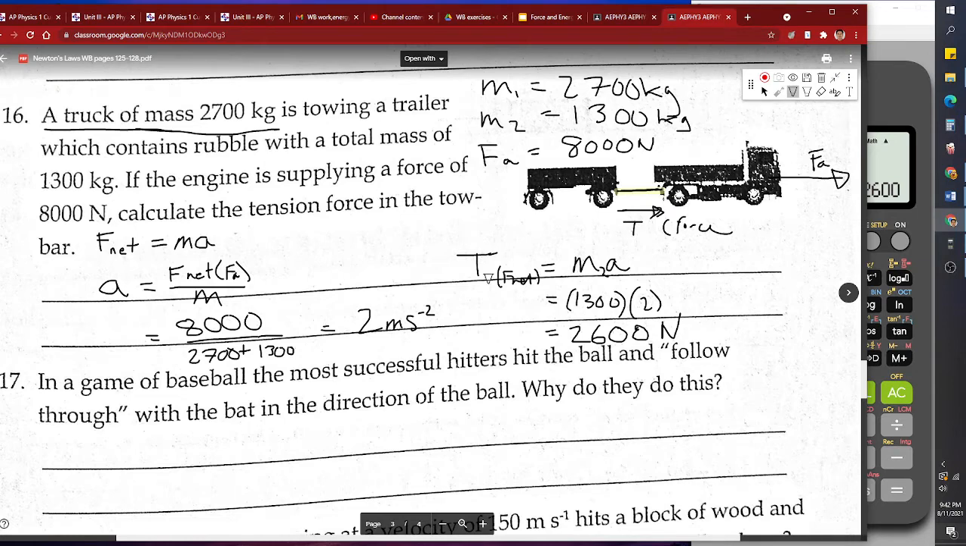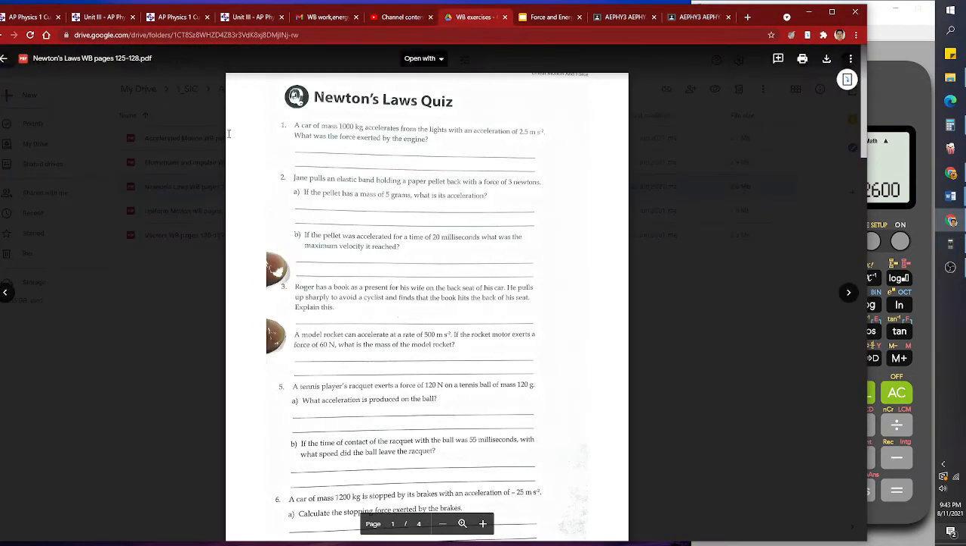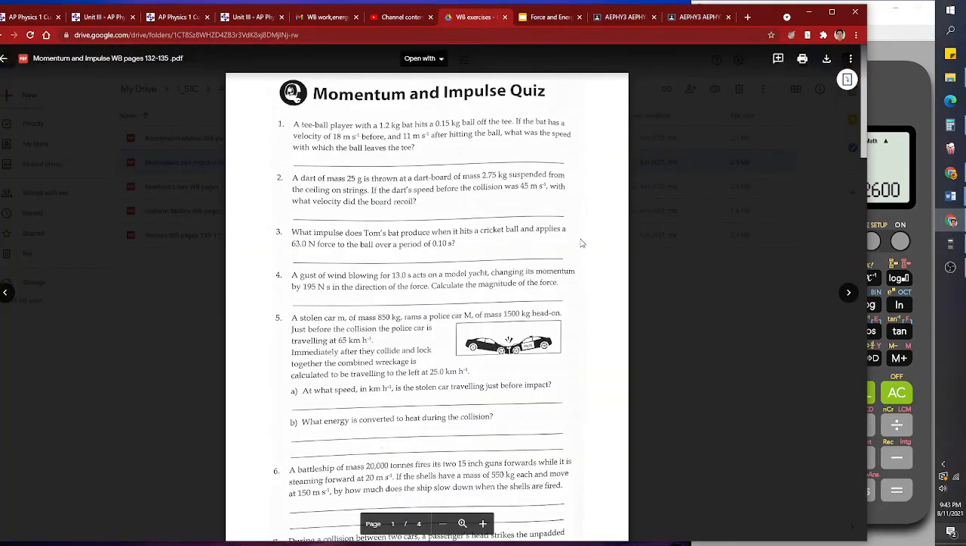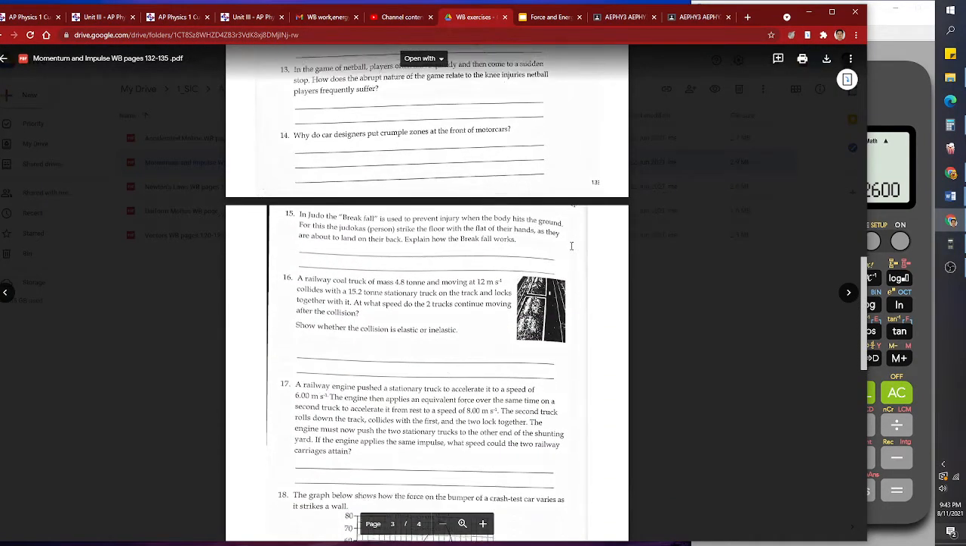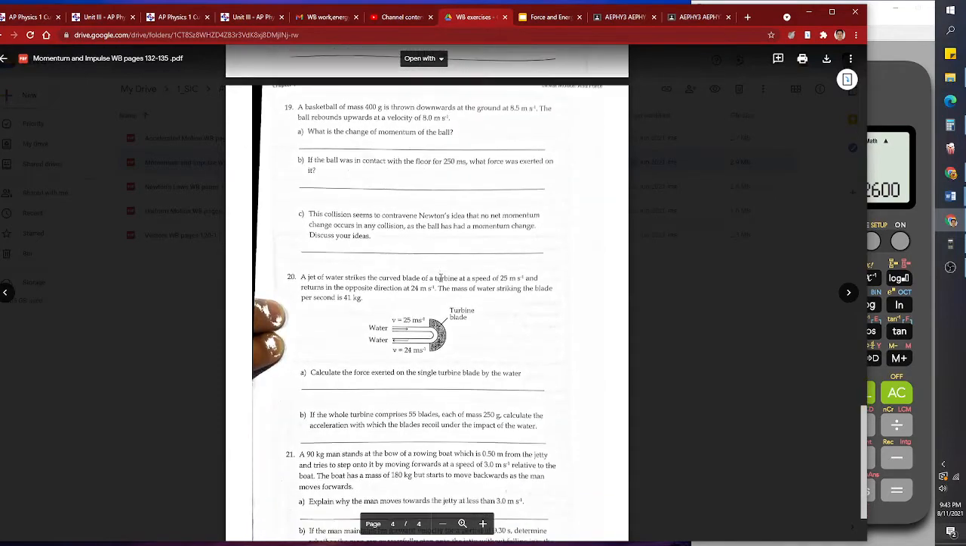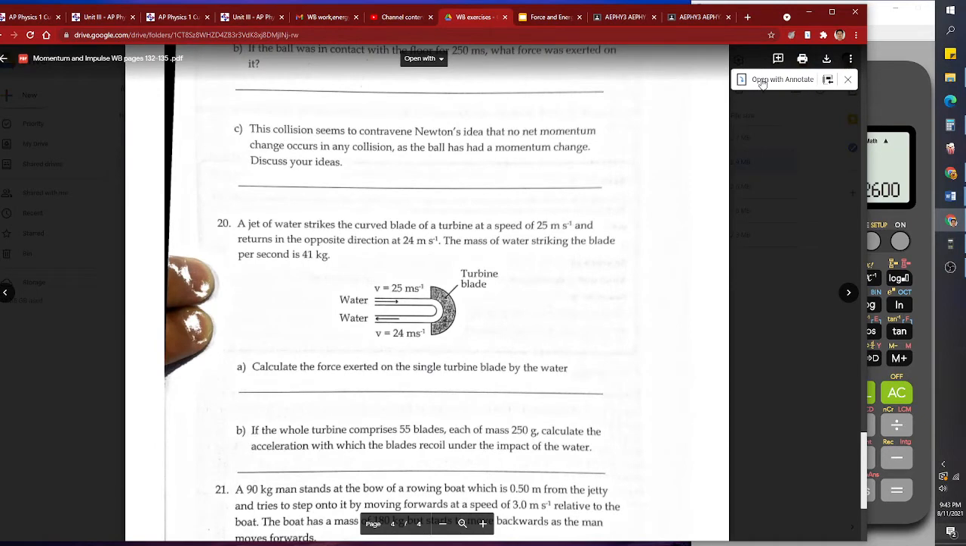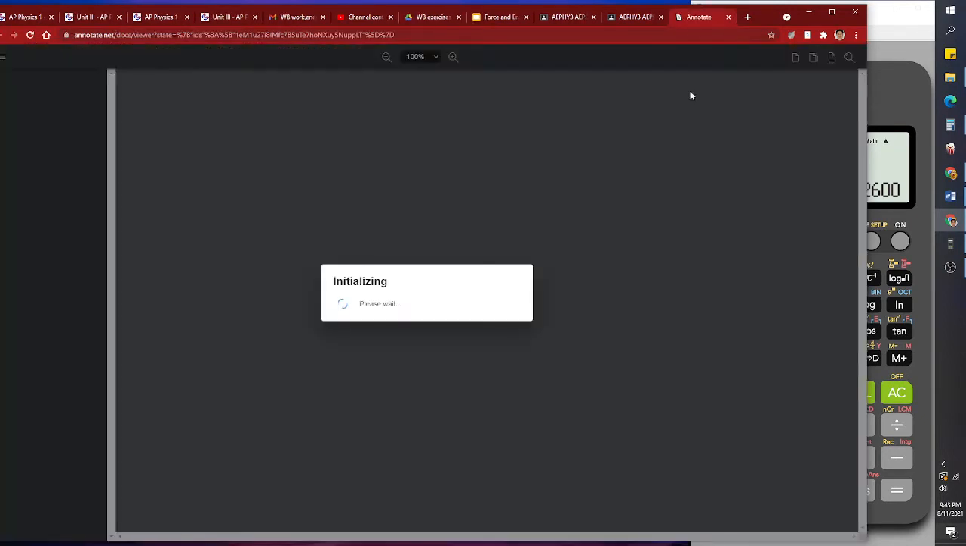All right. I think our next question is from momentum and impulse, right? So let me go back here. We're done with that one. We'll go to momentum and impulse here. I think we're doing 19, 20, and 21. So let me zoom in here. I need to open it up so we can see it.